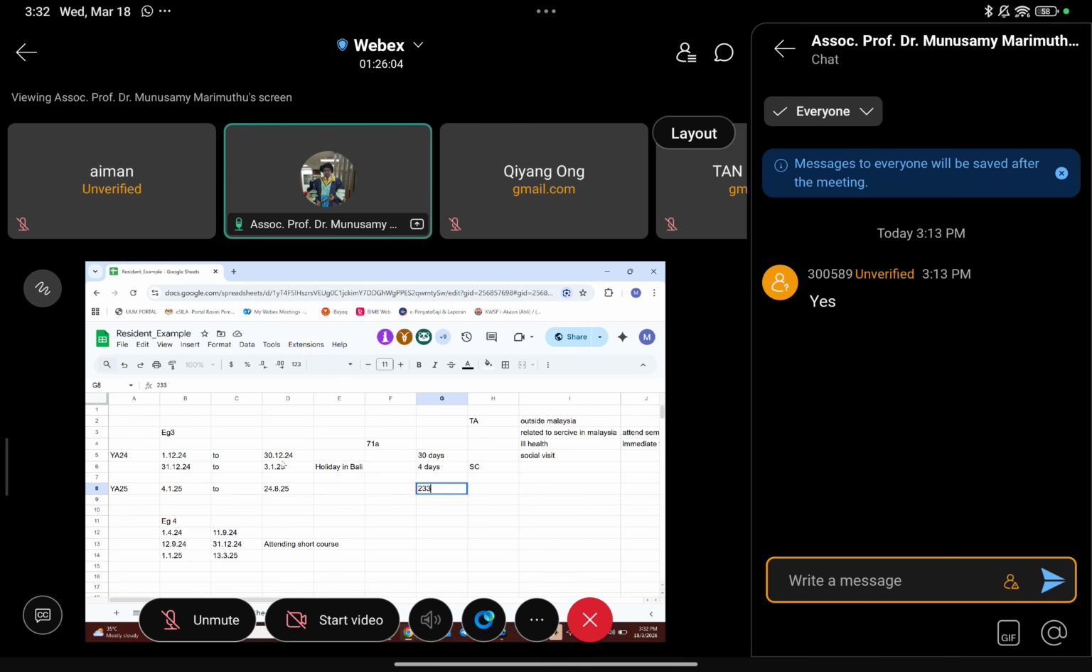Okay. Now we go for YA24. First go for 7.1A. 7.1A must be physically in Malaysia. These two are for 2024. Physically is only 30 days. Holiday in Bali means it's not in Malaysia. For 7.1A, remember the theory says what? Physically present. So this is considered non-resident.